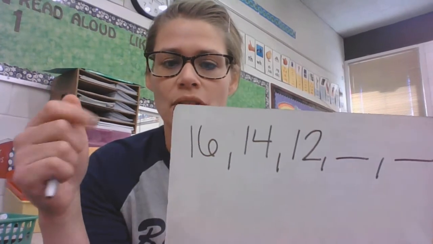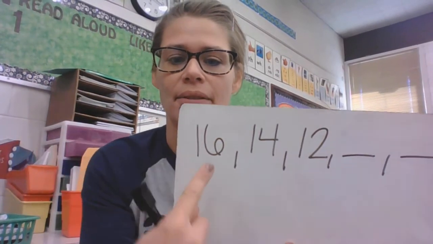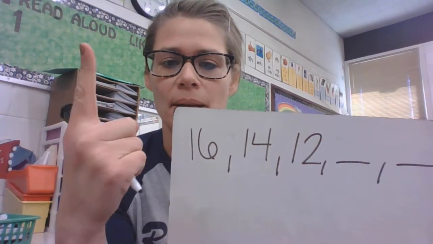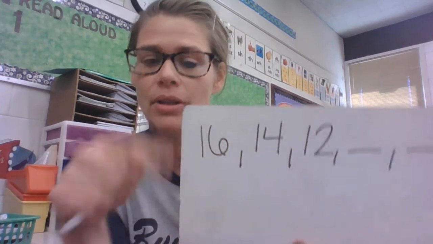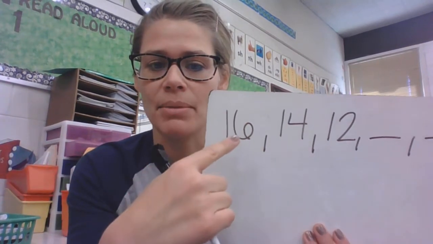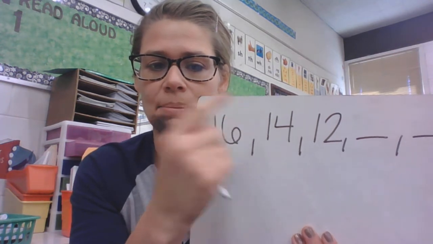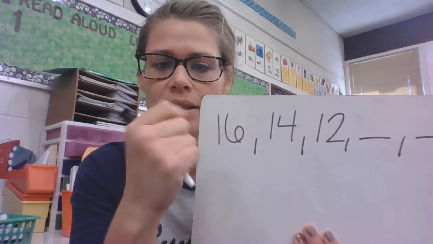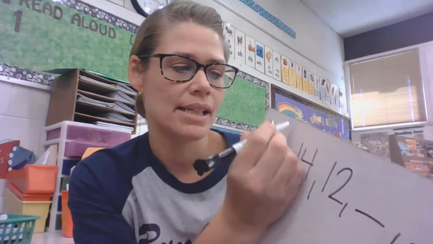Okay. This time, for same question, is my pattern going up or is my pattern going down? If I have 16, 14, 12, are my numbers getting bigger or smaller? Answer is smaller. And am I skipping numbers? If I'm going from 16 to 14, is that how I count or did I skip something? The answer is I skipped something. To go from 16 to 14, I skipped what number?